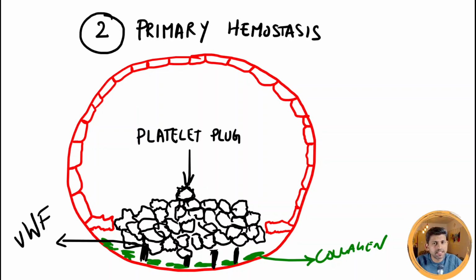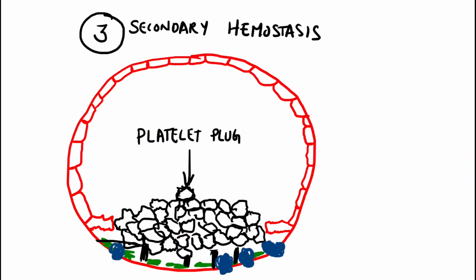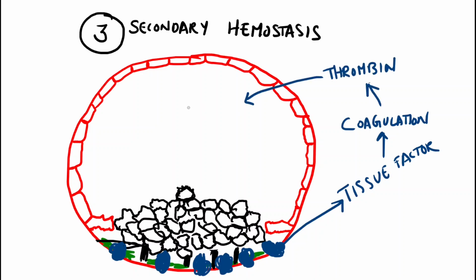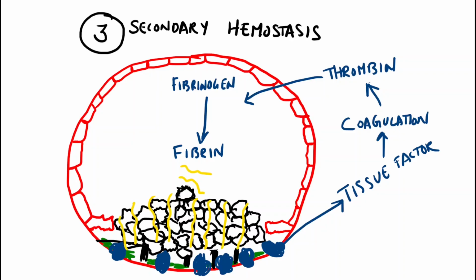To stabilize this platelet plug, secondary hemostasis occurs. Vascular injury exposes tissue factor, which initiates the coagulation cascade. This leads to thrombin formation. Thrombin converts fibrinogen into insoluble fibrin. This fibrin forms a mesh that cements the platelet plug in place.